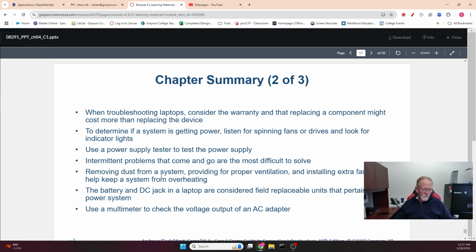The battery and the DC jack in the laptop are considered field replaceable, and they are fairly easy to do, but you need to get the right parts, so make sure that you go back to the original manufacturer for those parts. Use a multimeter to check the output from the AC adapter.